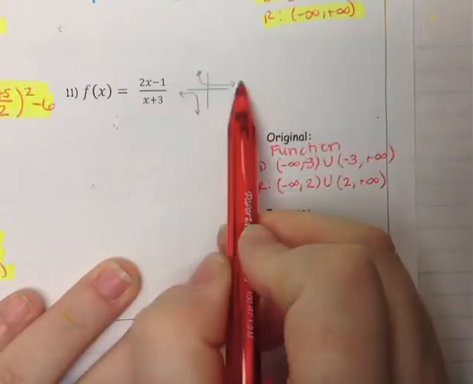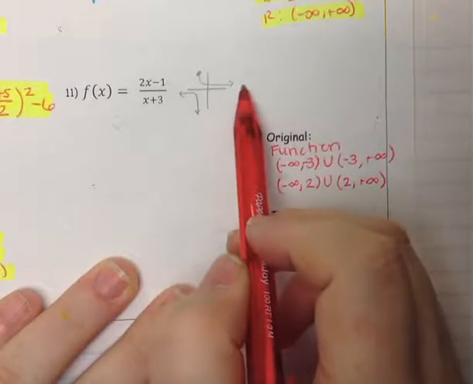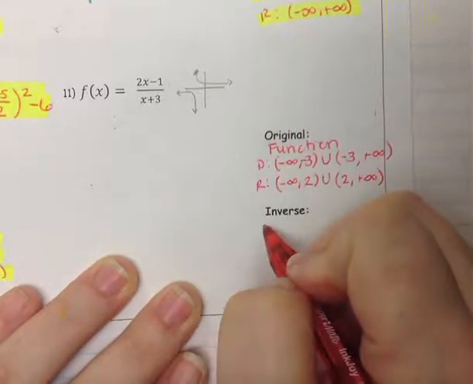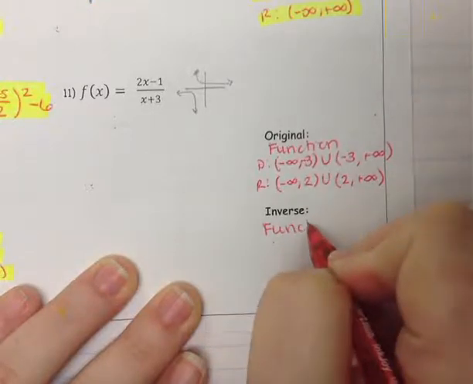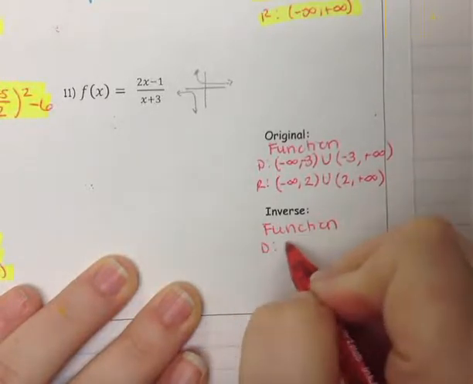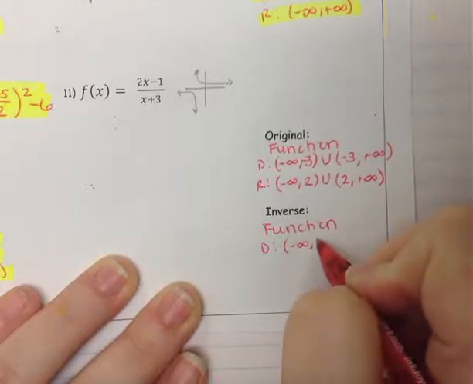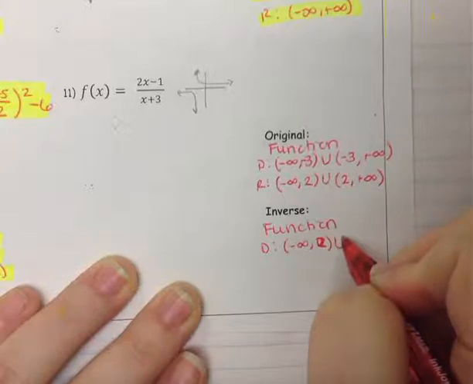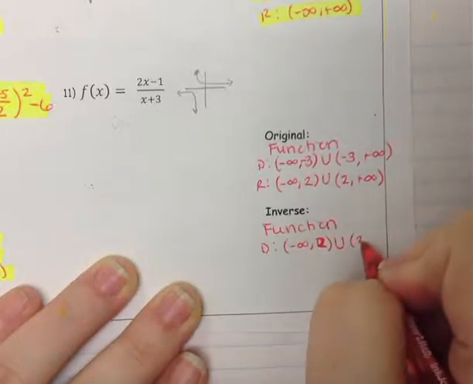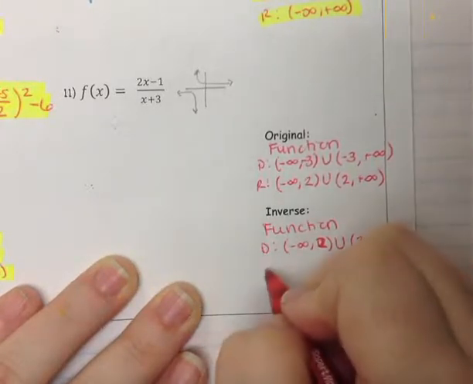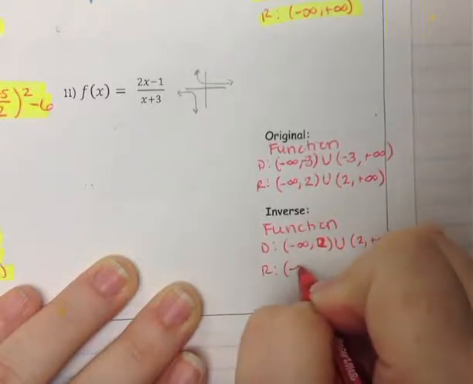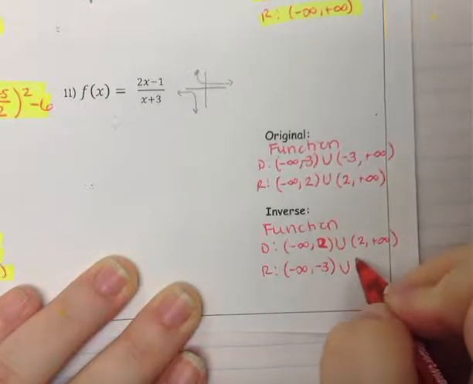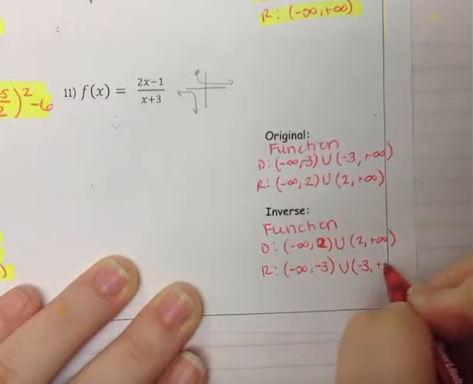This will pass the horizontal line test as well because it will keep going, but it just gets really, really small. Just never touch that value. So the inverse will also be a function. The domain will be that negative infinity to the positive 2, open bracket, union, that positive 2 to positive infinity. The range will be that negative infinity to the negative 3 with an open bracket, union, we're going to start back at that negative 3 and go to positive infinity.